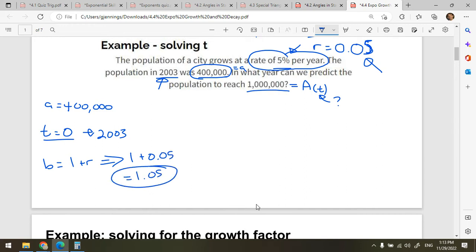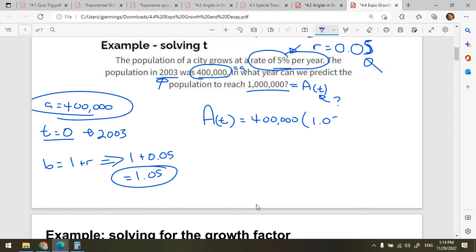There's our b. Here's our a. We can set up a function now. A of t is equal to 400,000 multiplied by 1.05 raised to the power t. There is our function.